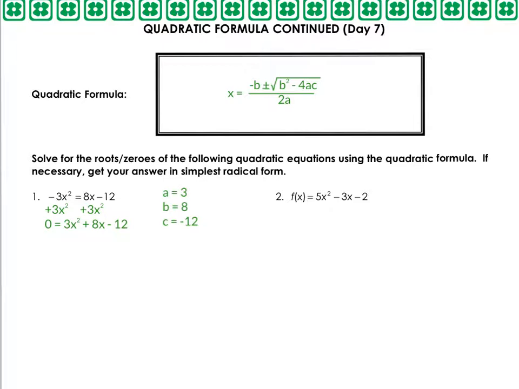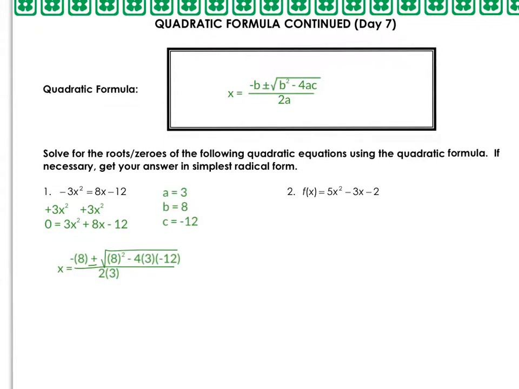Okay, so once I do that, I get 0 equals 3x squared plus 8x minus 12, and then I have it in standard form. So off to the side, I wrote down that a equals 3, b equals 8, and c equals negative 12. I got that all from the standard form of a quadratic equation. And then I can go ahead and sub them all into my quadratic formula. So then I filled in the negative 8 plus or minus the square root of 8 squared minus 4 times 3 times negative 12, all divided by 2 times 3.